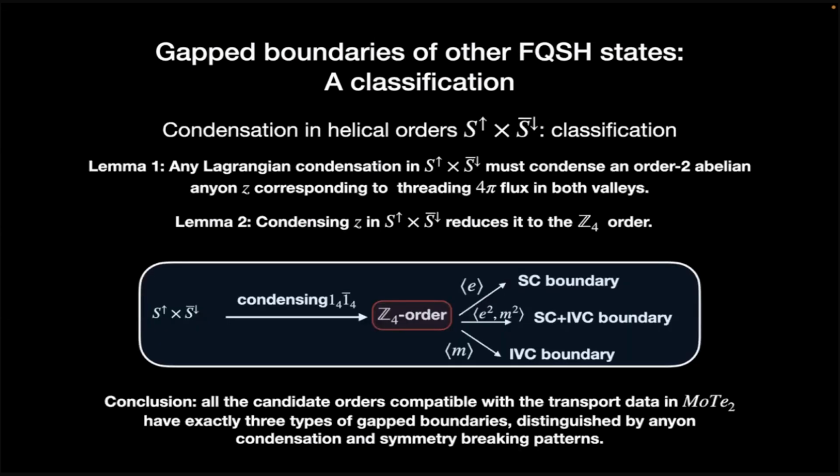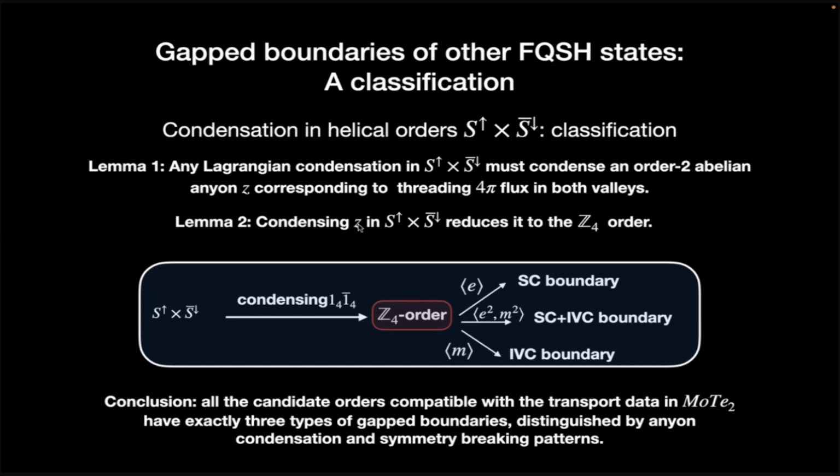It turns out this is true in all of the helical orders. Similarly, we have these two lemmas. Any Lagrangian condensation in any of these helical orders must condense an order 2 abelian anion. It's called Z, and this anion corresponds to threading 4 pi flux in both valleys, which means by the Hall response, this anion Z will have charge 1 and spin 1. And so it is an abelian boson with order 2.